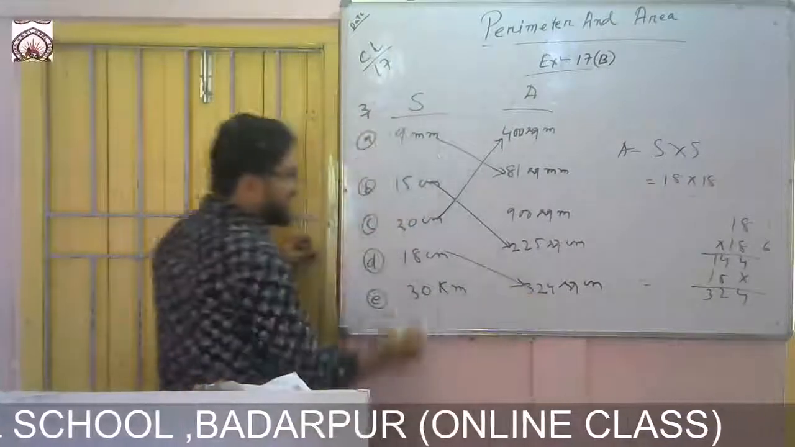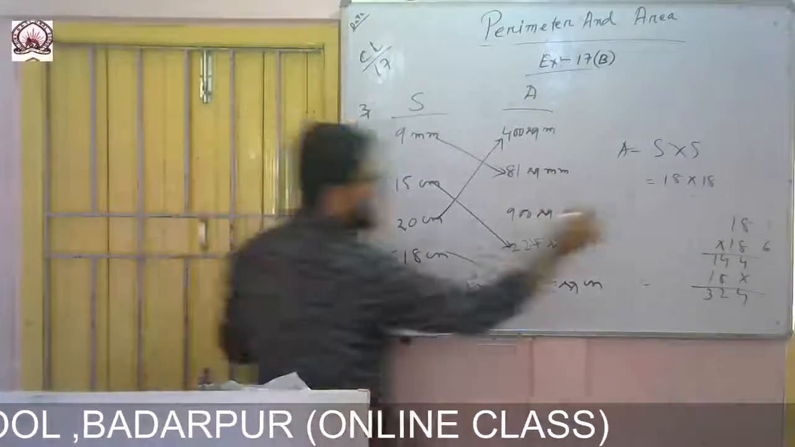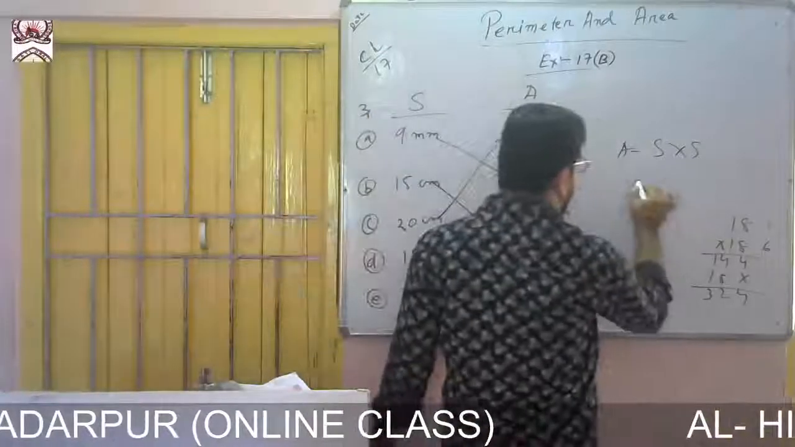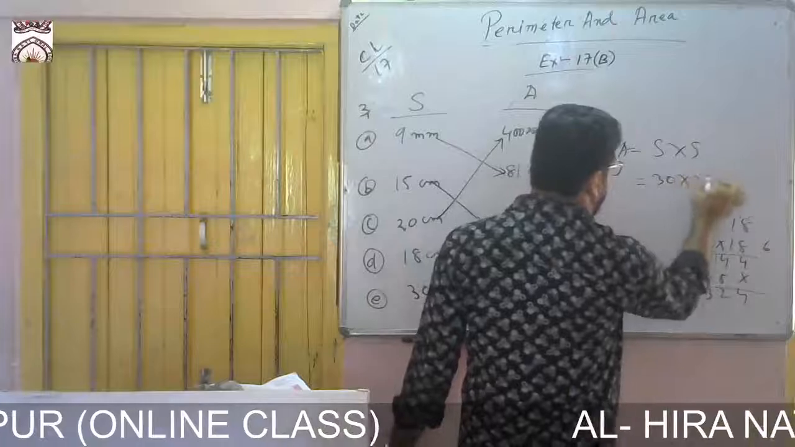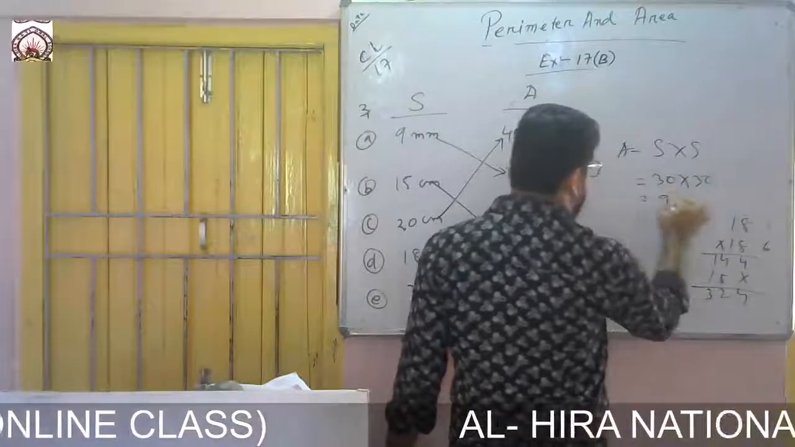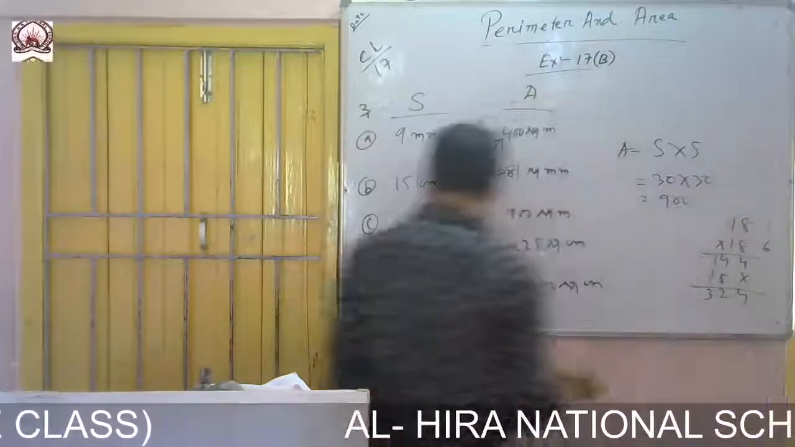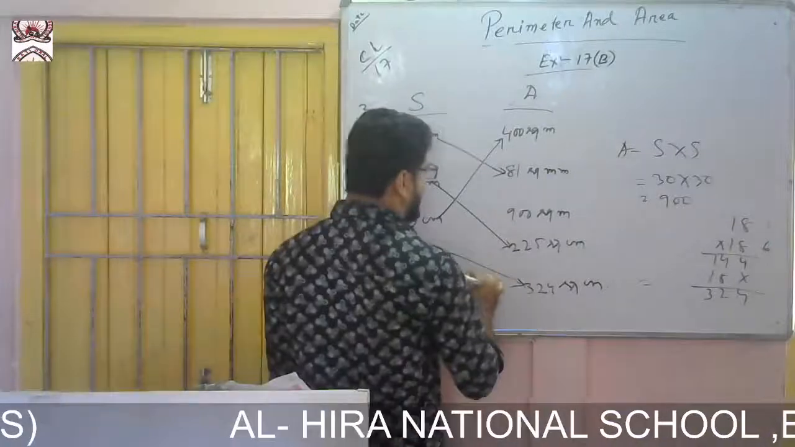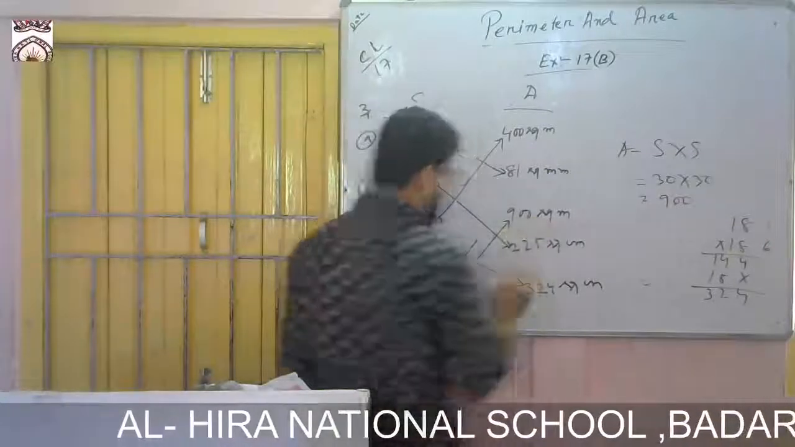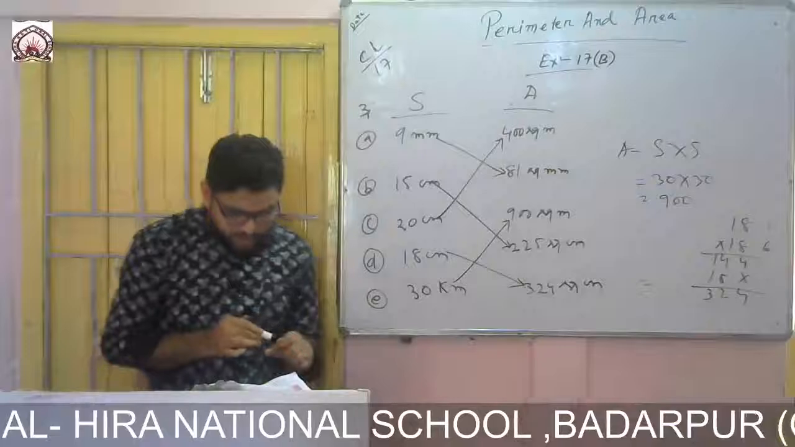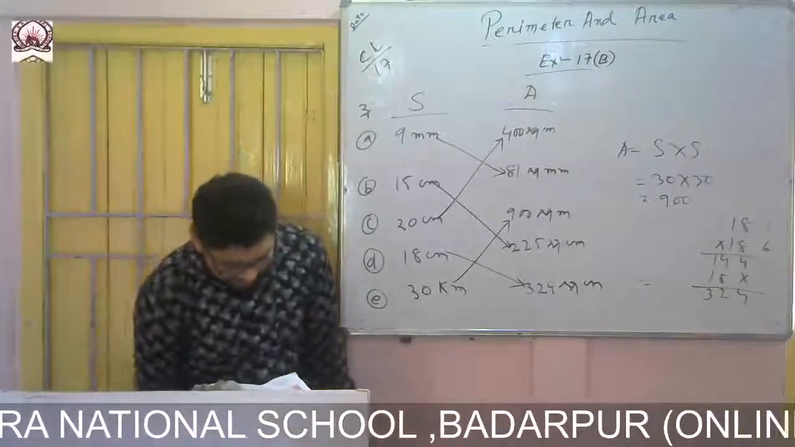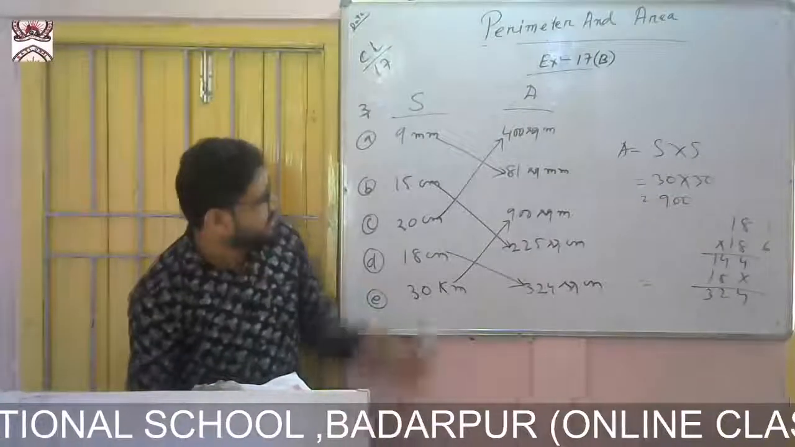Now 30. 30 means 30 into 30. So 3 3s are 9 and 2 zeros, 900. So it is matching with this one. For more sums for practice, these all are the same.